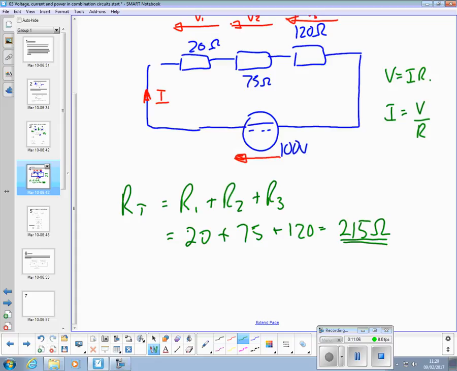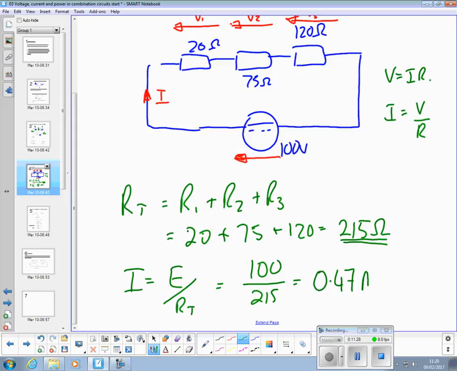Now we can go I is equal to E over RT, which is 100 over 215 equals 0.47 amps. 470 milliamps would be another way of writing it.